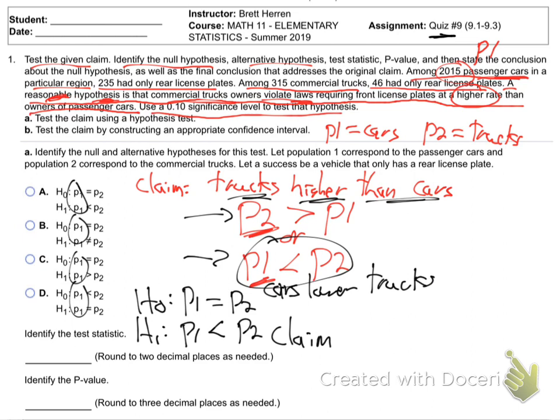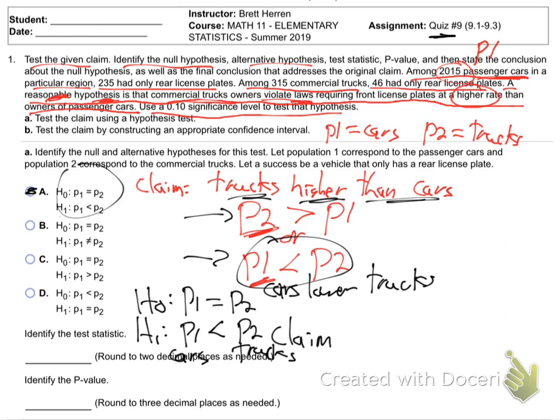That's the claim being made, that the cars are lower, right? Cars are P1. Trucks are P2. The trucks are higher. Cars are lower. That's the claim. So which one of those is the right claim? Looks like option A has the right claim for us. All right, let's keep moving.